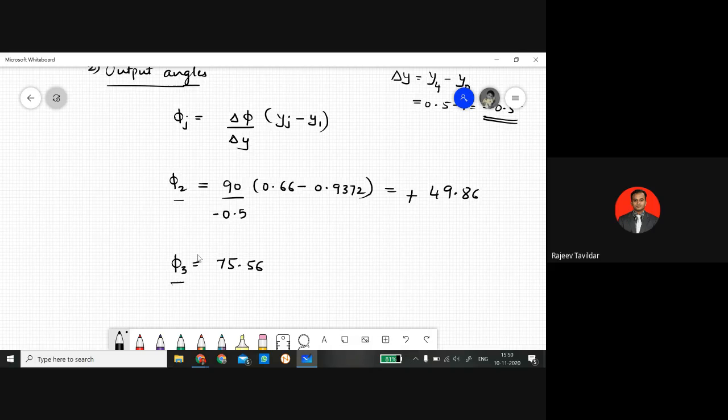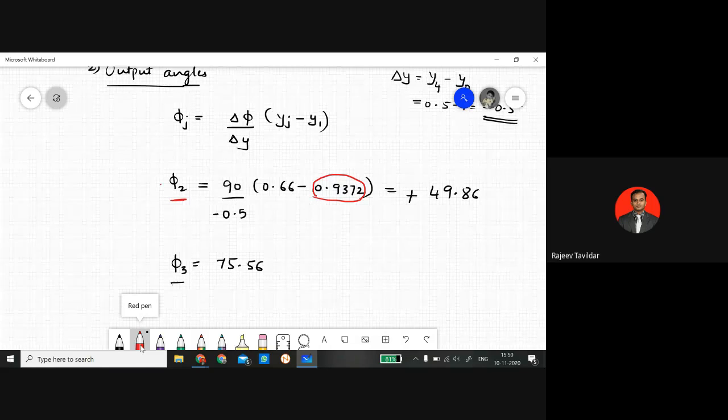But what I have told you is, see now, for example, in this case, let me change the colors here. What I found out is phi 2. It is with respect to what here? It is with respect to y1, that means with respect to the first position. So this phi 2 is nothing but phi 1,2, that means it is between 1 and 2. Similarly, while solving for phi 3, in your formula you have taken y1 only. That means this is nothing but phi 1,3, the angle between 1 and 3.